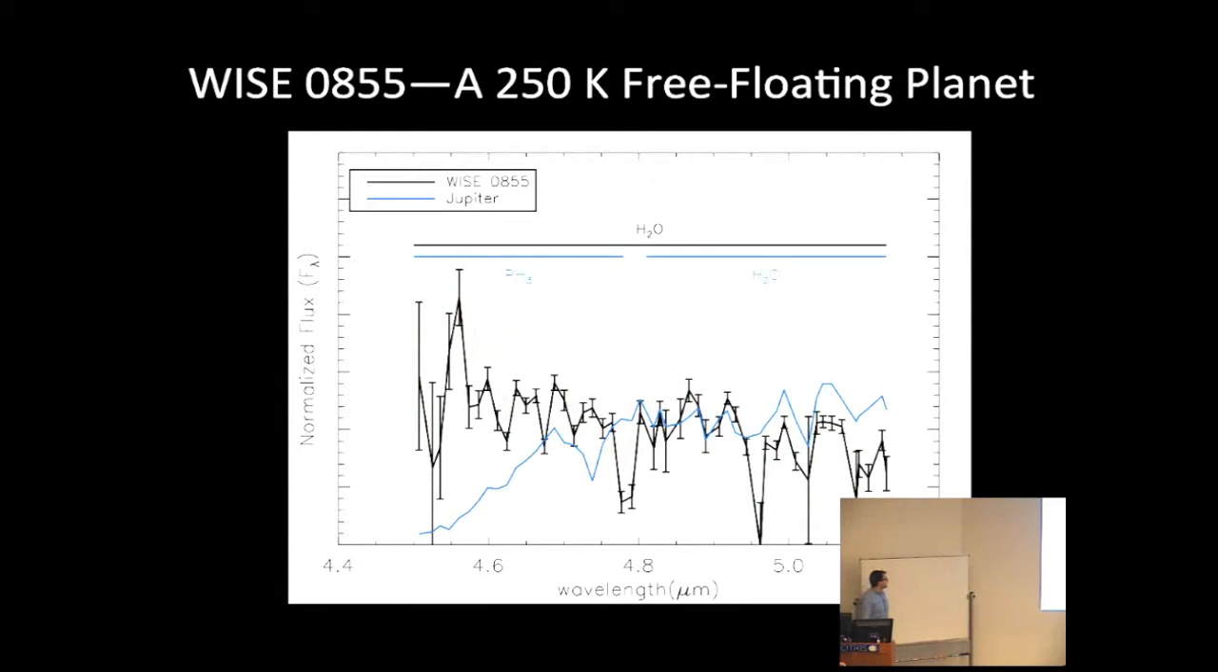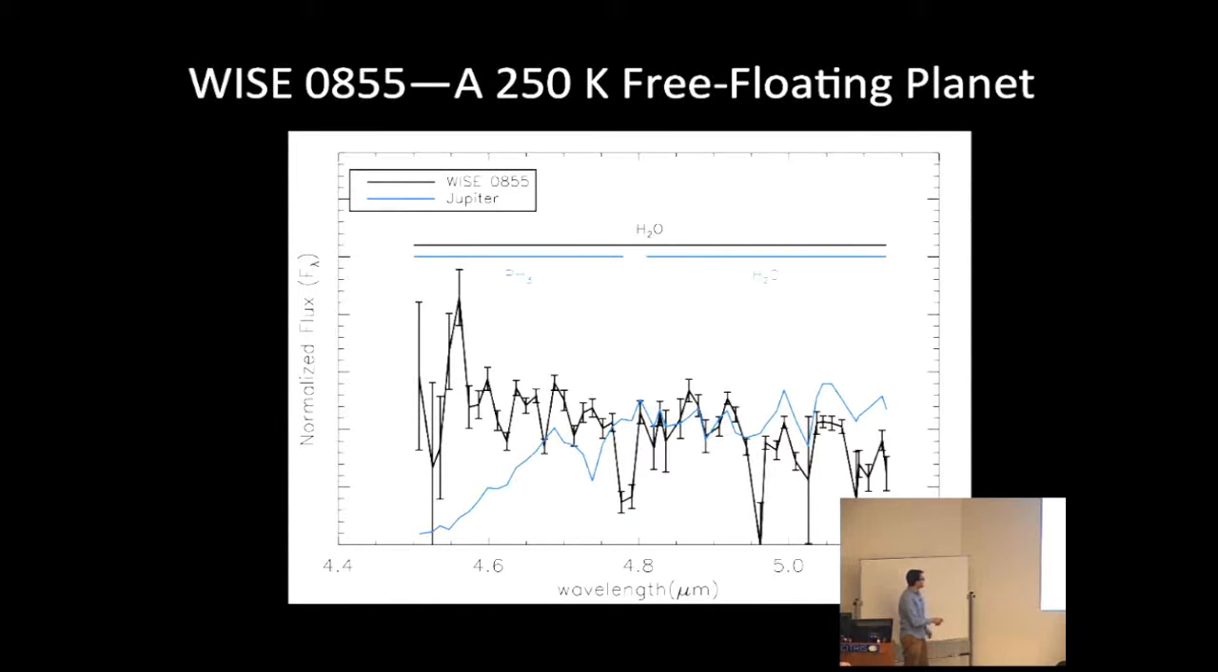So here's a 5 micron spectrum of Jupiter in blue. And at the longer wavelengths, I would say that most of these features are kind of in the same area. Not this one right here, that misses. But the other ones, they're kind of in the right area, and maybe there's a little bit of a slope offset because of the difference in temperature between WISE 0855 and Jupiter. So at the longer wavelengths, water looks pretty good. The Jupiter atmosphere looks pretty similar.